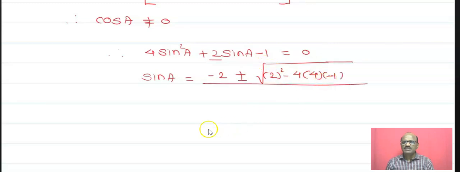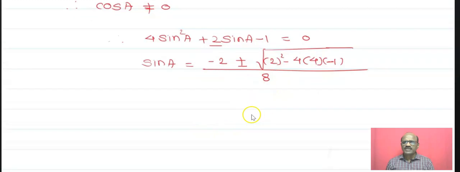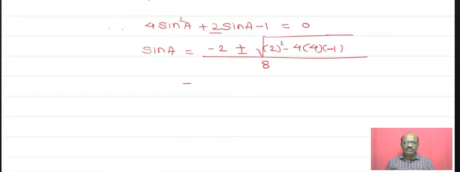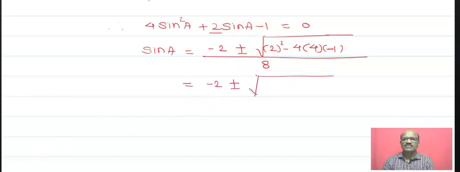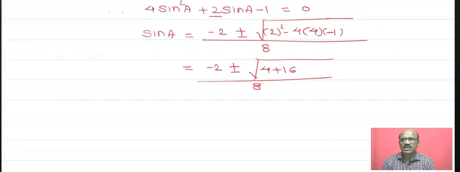The value of c is minus 1, upon 2a, that is 2 into 4 there. This is the formula, that is sine of A is equal to minus b. The value of b is minus 2, the value of a is 4, and the value of c is minus 1. And in this way we have applied the formula. Now see this here, that is 4 plus 16 upon 8.